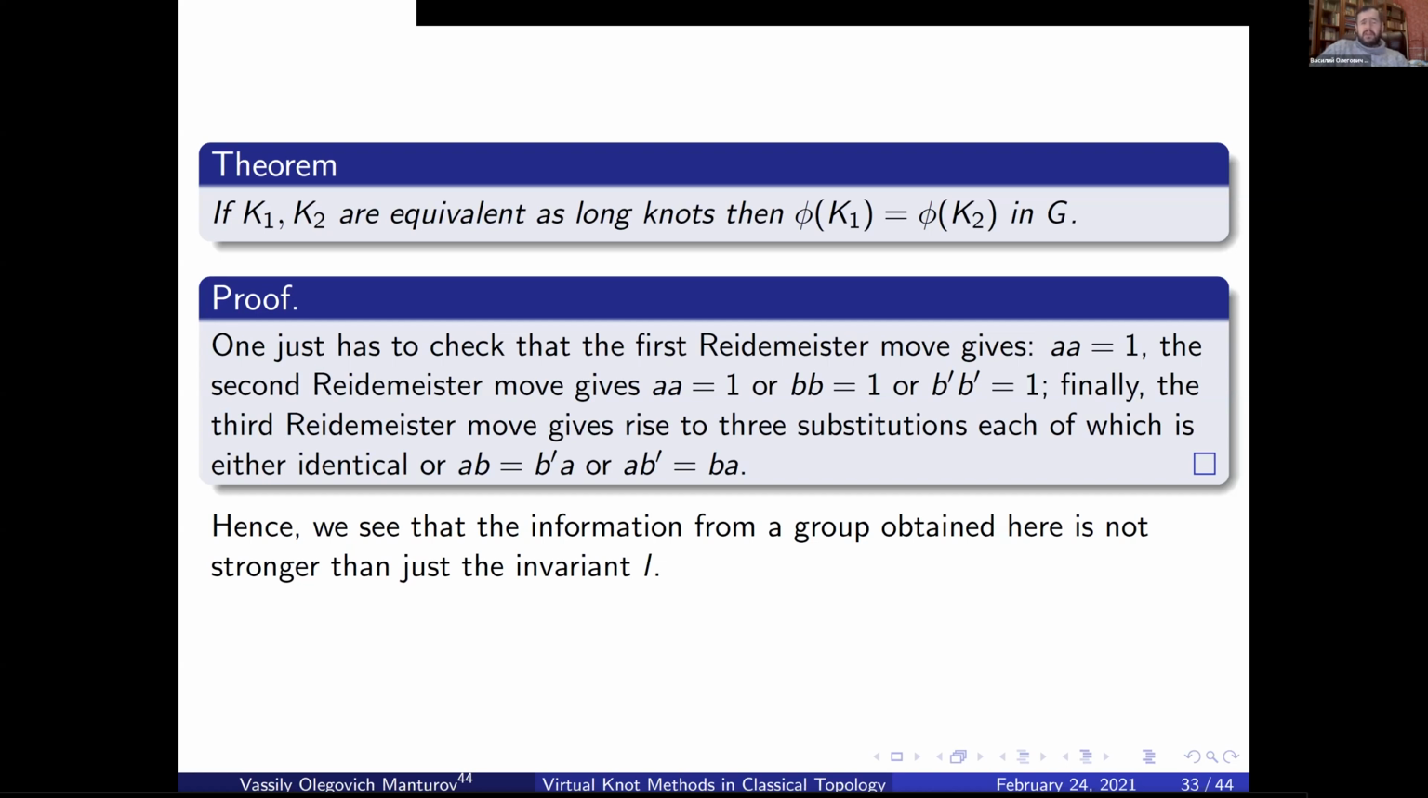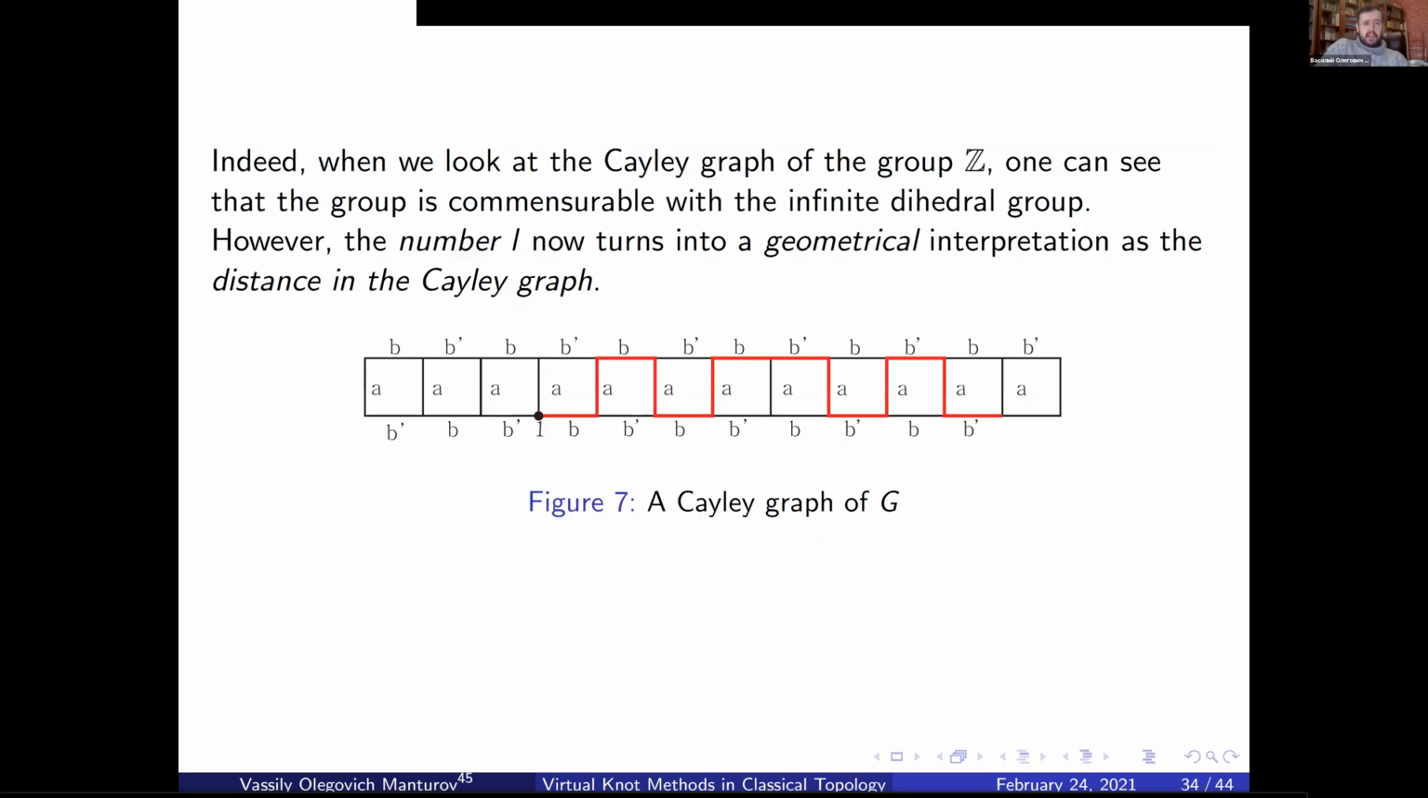Actually, if there are students here, they can make these exercises and see that whenever we apply Reidemeister moves, we have exactly these relations. So in fact, this can be written down by using the Cayley graph of the group in question. And the Cayley graph here is as follows. So we have two horizontal lines with a B and B prime, and we have vertical, I would say, rails. So we can say we have a railroad, we have A vertical.